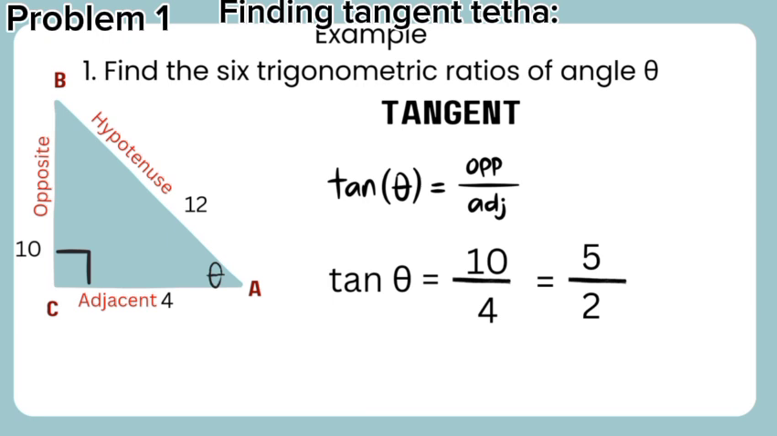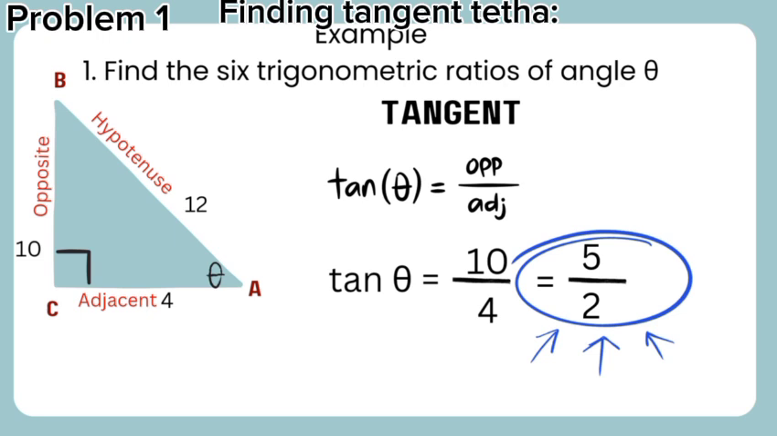So we have here triangle ABC with given measures of 4, 10, and 12. Here is our hypotenuse. Since our theta is here, it means this is our angle. So this is our opposite and this is our adjacent. For our tangent, it is opposite over adjacent, or TOA. So opposite is 10, adjacent is 4, so 10 over 4, and we also have to get the lowest term, that is 5 over 2.